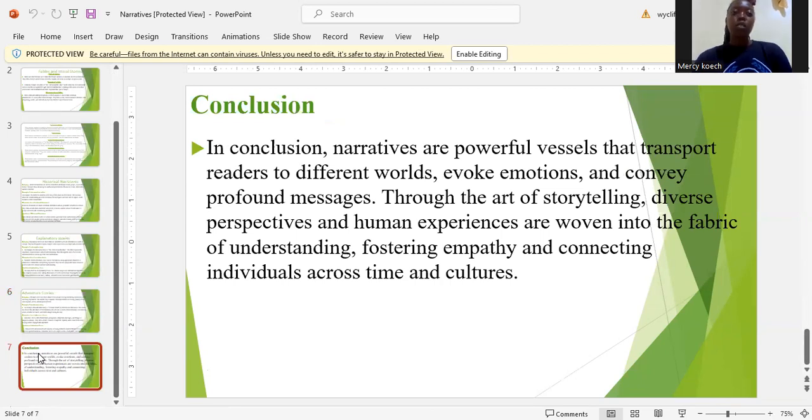Conclusion. In conclusion, narratives are powerful vessels that transport readers to different worlds, evoke emotions, and convey profound messages. Through the art of storytelling, diverse perspectives and human experience are woven into the fabric of understanding, fostering empathy and connecting individuals across time and cultures.